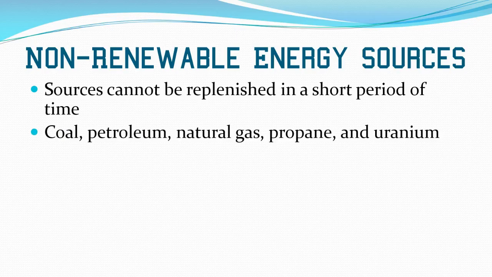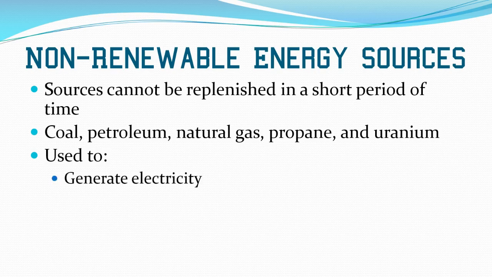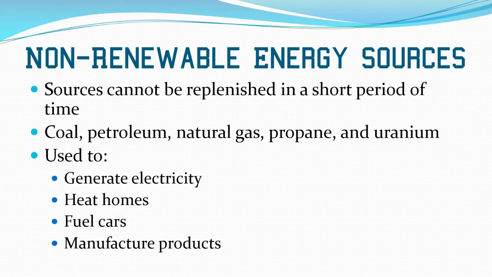Coal, petroleum, natural gas, propane, and uranium are examples of non-renewable energy sources. We use them for many things: to generate electricity, to heat our homes, to fuel our cars, and to manufacture products.